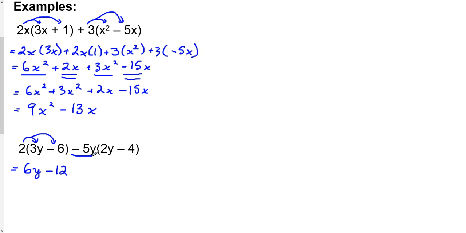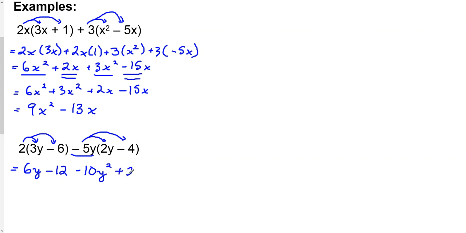Next up, we want to treat this as negative 5y. So negative 5y times 2y. Negative 5 times 2 is going to be negative 10. And then y times y is going to give us y squared. And then negative 5y times negative 4. Well, negative times negative is going to give us positive.